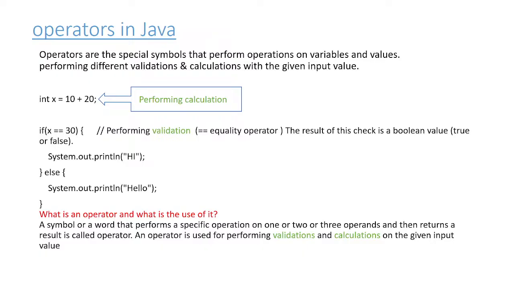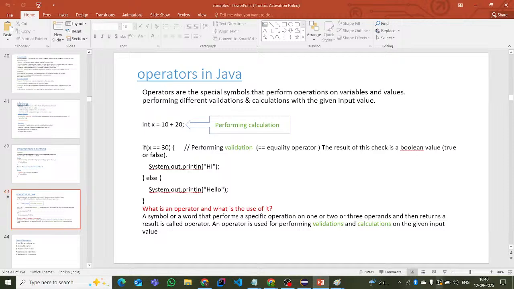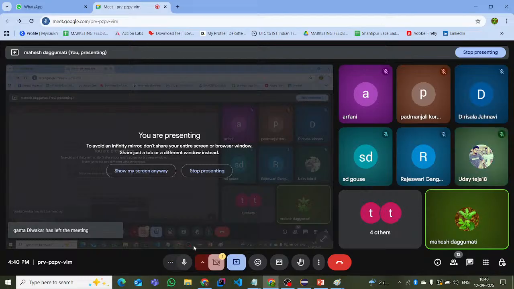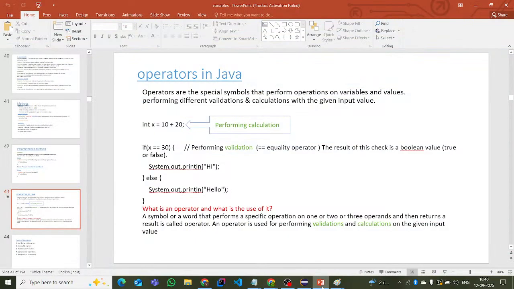Okay, all right. So today's topic is operators in Java. So the simple definition of an operator is: operators are special symbols that perform operations on variables and values. Operators will perform different validations and calculations with the given input or value.